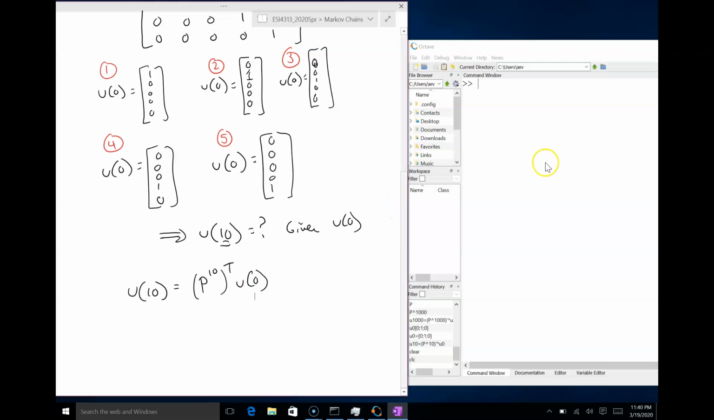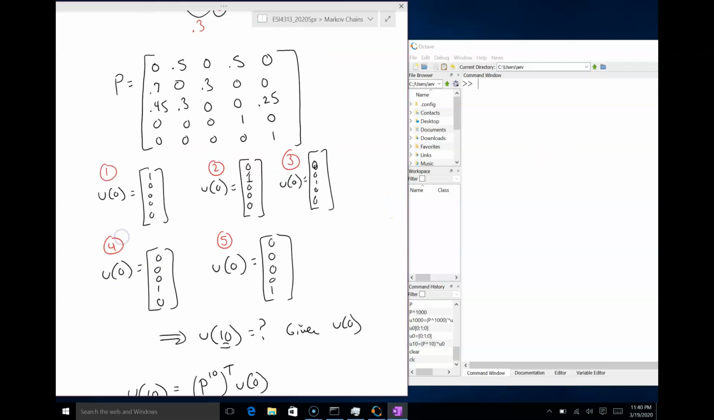All right. So the first step that I'm going to do is type our P matrix into Octave. And again, just go row by row. So 0, 0.5, 0, 0.5, 0, 0.7, 0, 0.3, 0, 0, 0.45, 0.3.